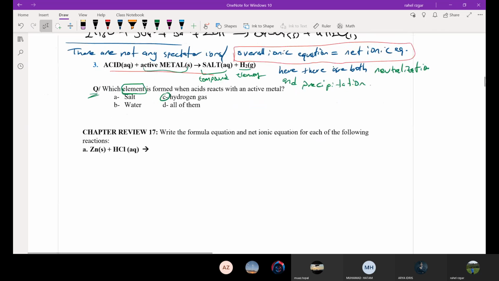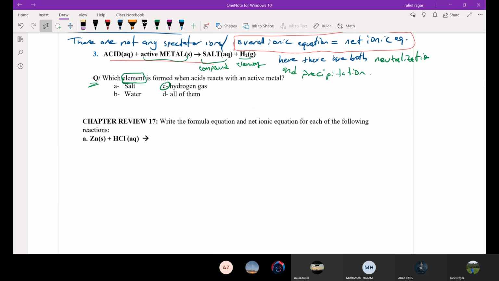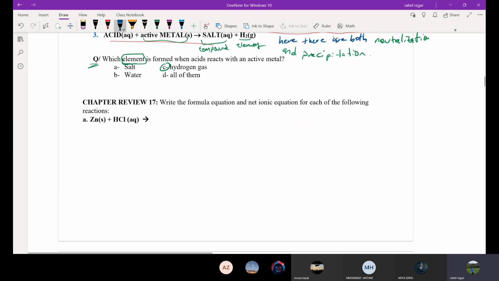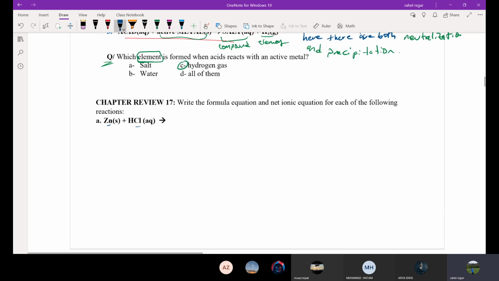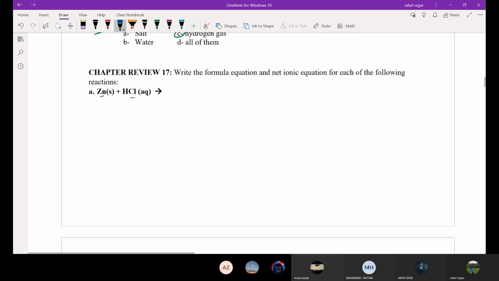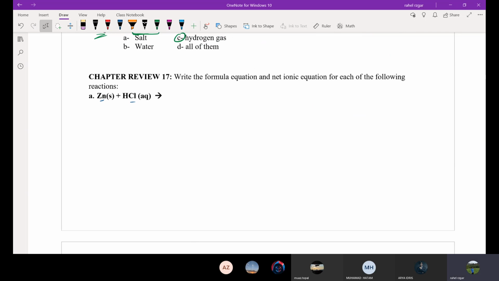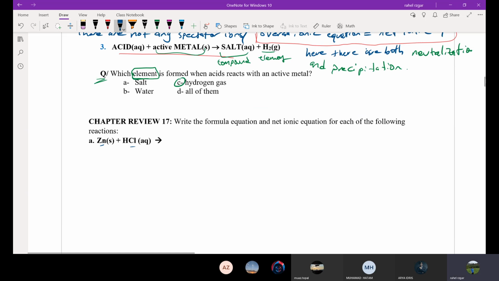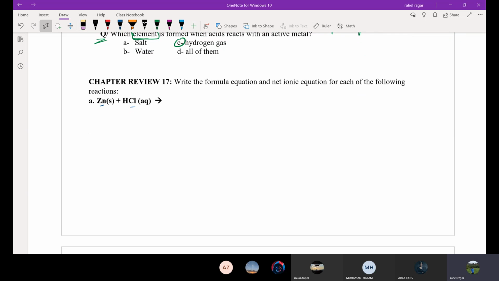Now let's solve another example on this type of reaction. This is an active metal, zinc, reacting with HCl. It becomes salt and H2. What is the most important part of a salt? It must have an anion from an acid with a cation. So we have Cl, and the cation must be zinc.